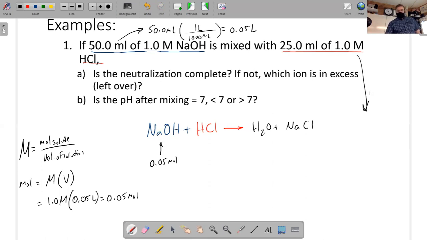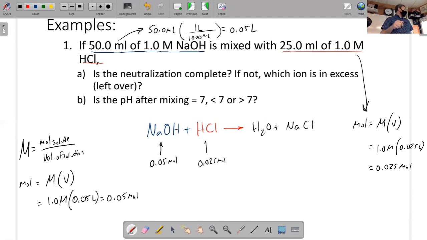And then we also have some hydrochloric acid. The number of moles is equal to the molarity times the volume. So if it's 1 molar and I have a volume of 25 milliliters, that's 0.025 liters. It's 0.025 moles. So I have 0.025 moles of hydrochloric acid, but I had 0.05 moles of sodium hydroxide. There's more sodium hydroxide than there is hydrochloric acid. That's the way the math works out.